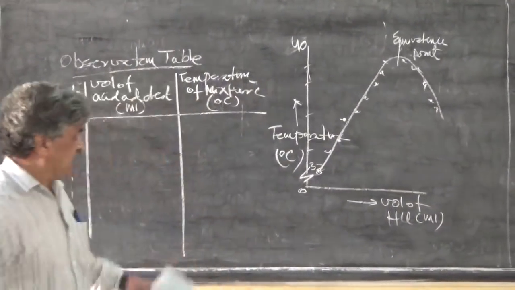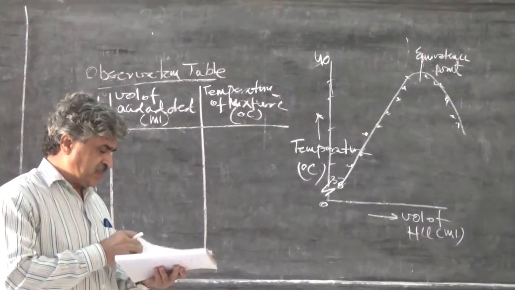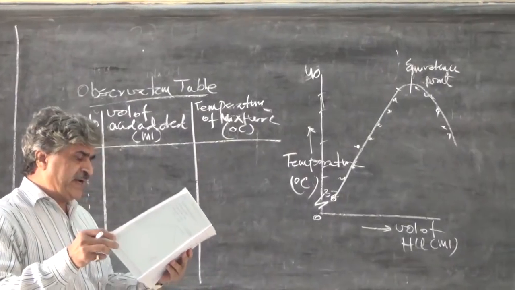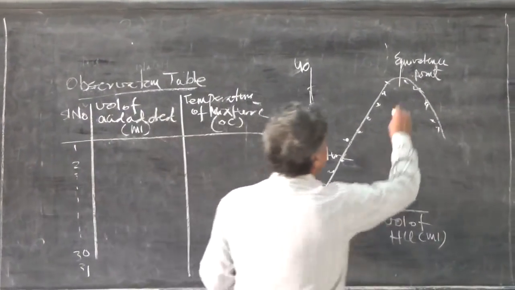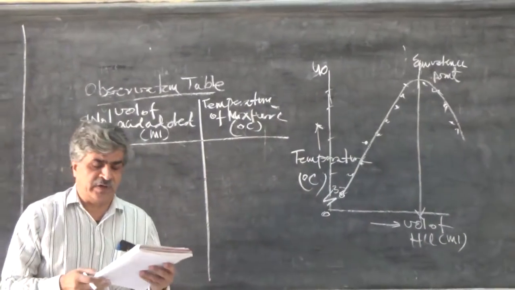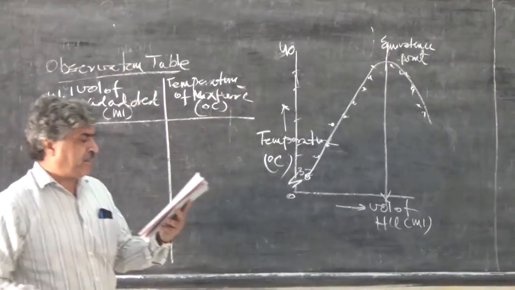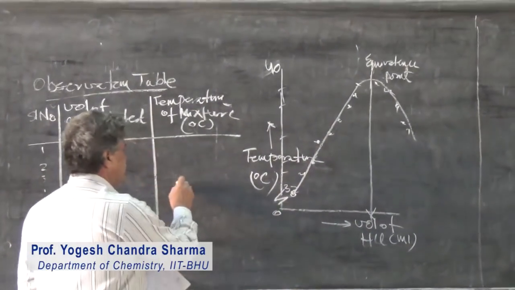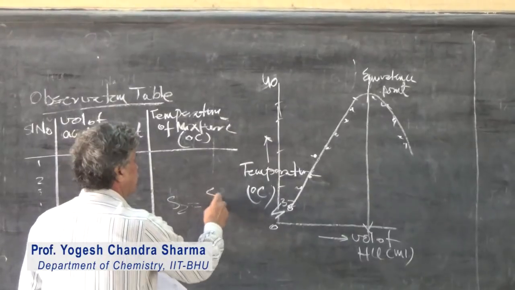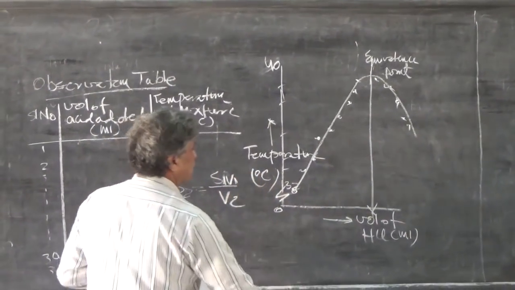Then we make the calculation. We find out the volume corresponding to this equivalence point and do the calculation by S2 = S1 V1 / V2. This is V2.